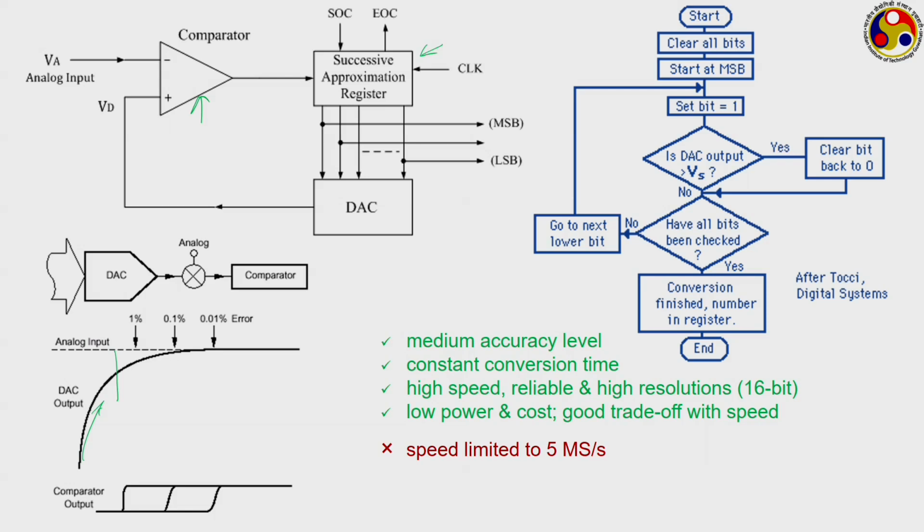The speed is low, or rather, I have mentioned that the conversion time is constant. I have mentioned high speed, but compared to other ADCs, the speed is low. It gets slower as the resolution keeps on increasing, because in the 8-bit case we have to compare 8 times, whereas in the 16-bit case we have to compare 16 times. So the conversion time keeps on increasing, and the circuitry is a bit complicated because of all these comparisons involved. You have to modify each of the bits one at a time.